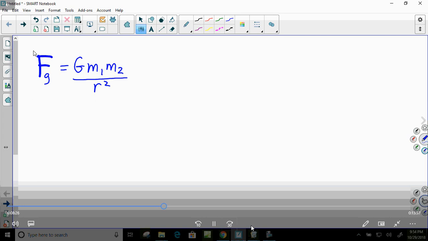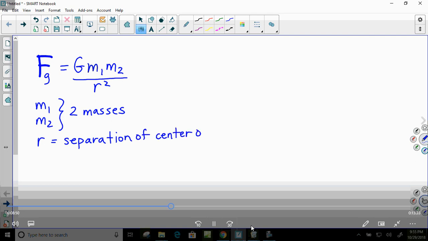The one that we use for weight here on the surface of the Earth is specific only to objects close to the surface of the Earth. M1 and M2 in this equation are two masses. They are any two masses, big masses, small masses, doesn't matter. They're two masses that are gravitationally attracted to each other. And R is the separation of the centers of those masses. G is the universal gravitational constant, which we wrote down before, 6.67 times 10 to the negative 11 Newton meters squared over kilogram squared.